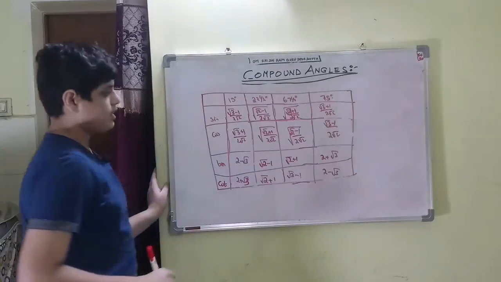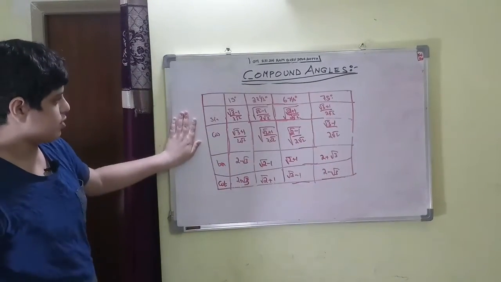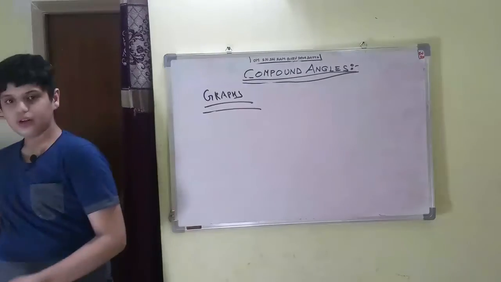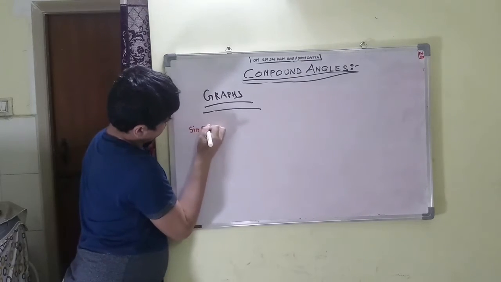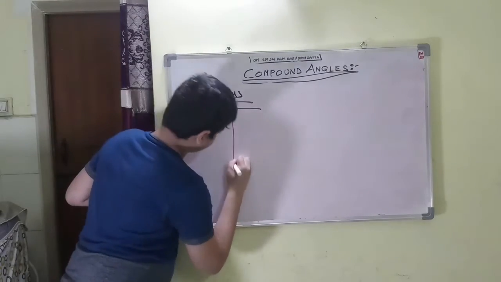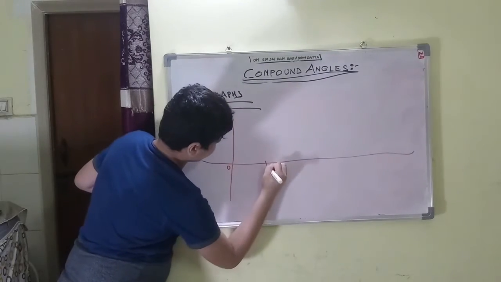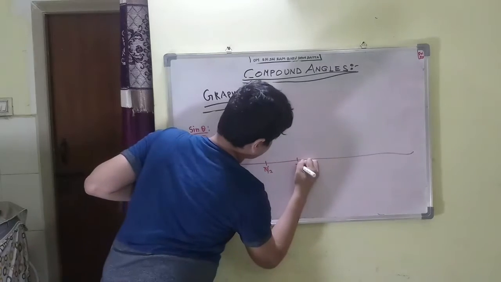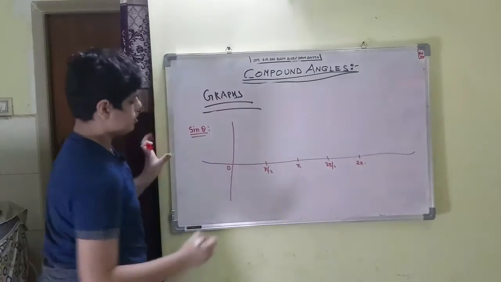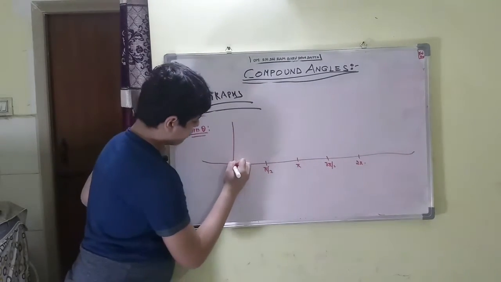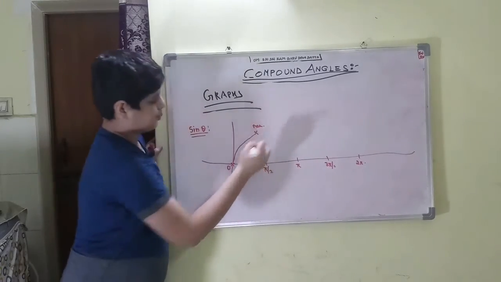So these are some constant values which you can remember. They will help you, so please take a screenshot or make a note of it. Now we are going to see the graph of sine theta. This is 0, pi by 2, pi, 3 pi by 2, 2 pi. Sine 0 is 0. It goes up, and at 90 degrees it is maximum. Sine 90 is 1.